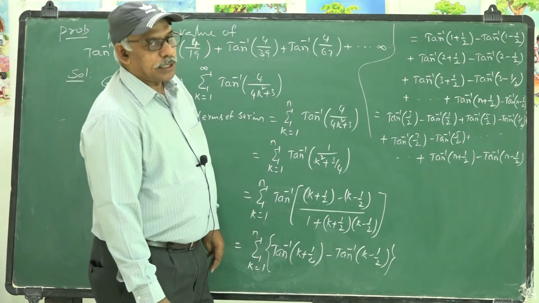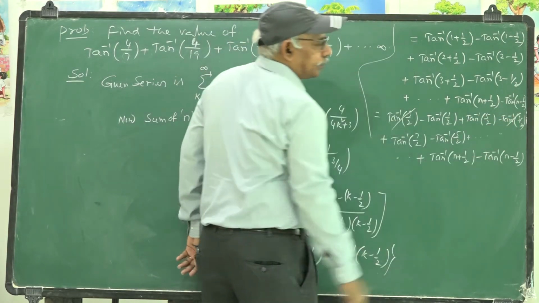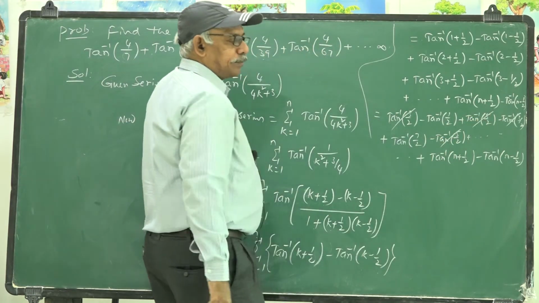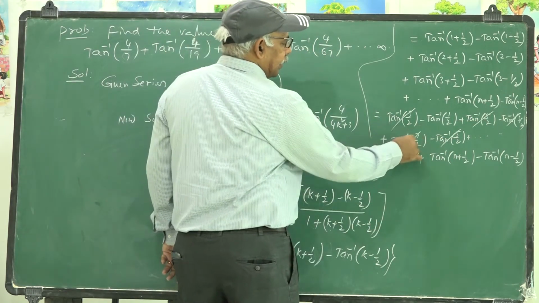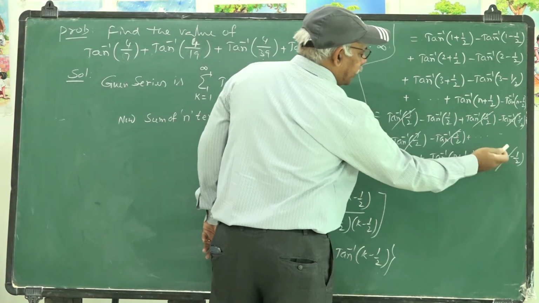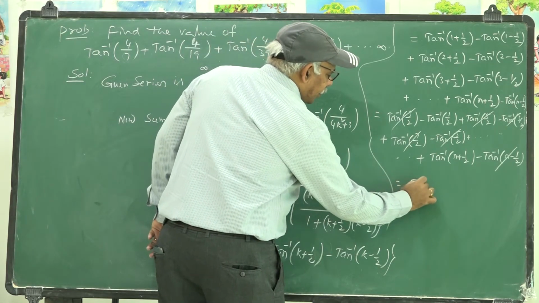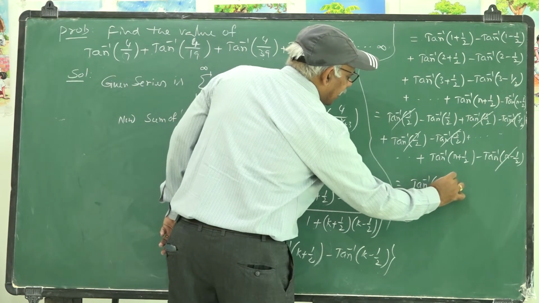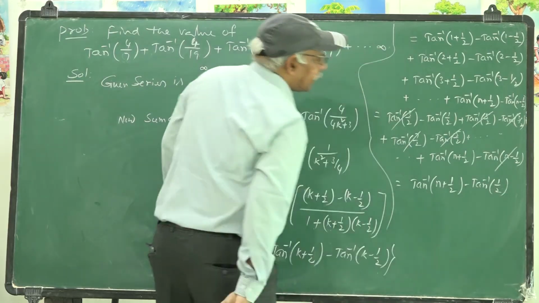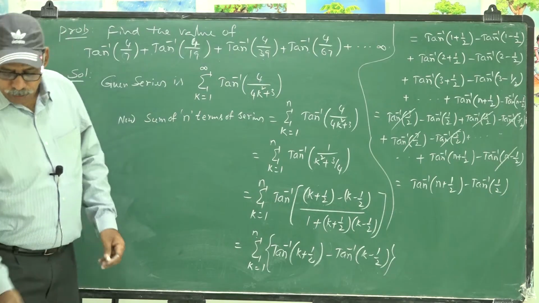Now, clearly in these terms, tan inverse 3 by 2 cancels in the next term. Tan inverse 5 by 2 cancels in the next term. Like that, tan inverse 7 by 2 cancels in the next term. Similarly, tan inverse n minus 1 by 2 cancels in the previous term. So ultimately, we get tan inverse of n plus 1 by 2 minus tan inverse of 1 by 2. This is the sum of n terms of the series.